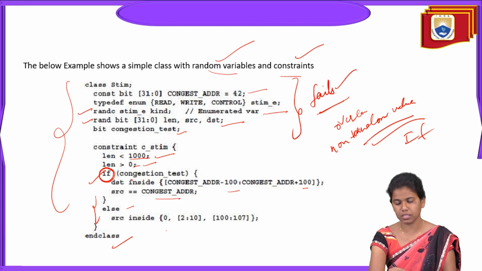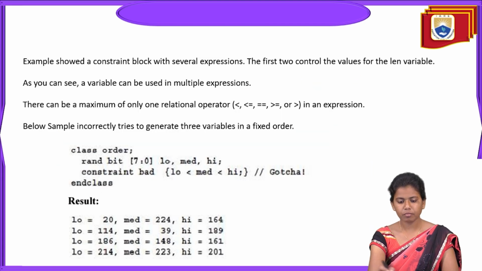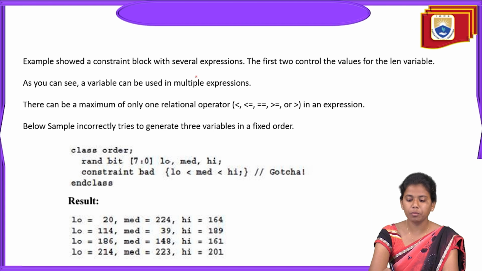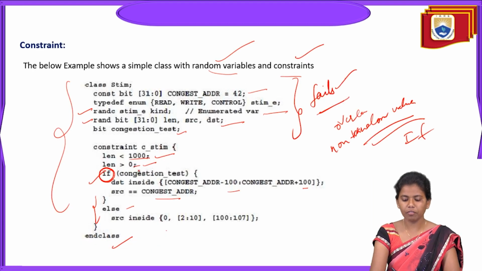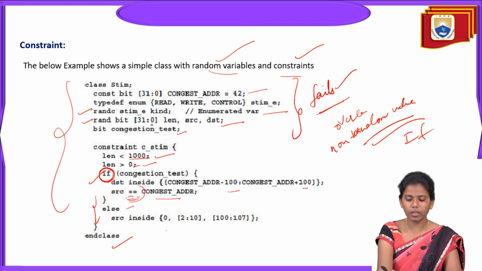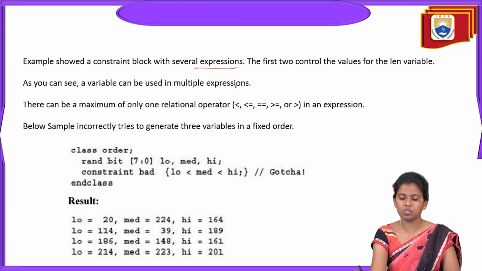And that non-random variables can be implemented only with the help of if condition statements. Okay, and then the example showed a constraint block with several expressions. So here this is a constraint block. We have these several expressions, right? Here you see, we have several expressions: double colon, double equals to, and then colon, and then concatenation of things. These are nothing but the several expressions. We know double equals to, colon, and curly braces. These are the expressions. So the first two control the values for the len variable.